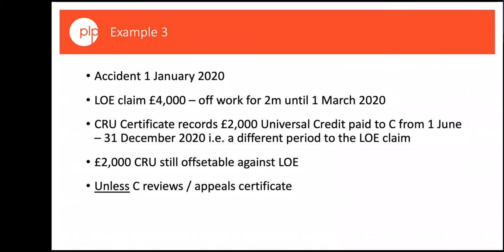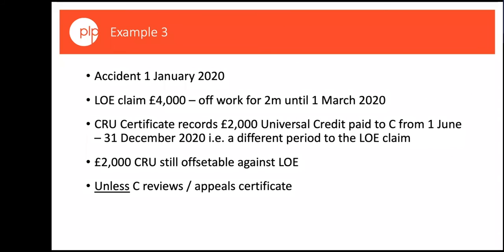Third and final example in this section is a situation where there is an accident on the 1st of January 2020. And the claimant in this case has a loss of earnings claim of £4,000 on the basis that they're off work from the date of the accident until the 1st of March 2020, so roughly 2 months.